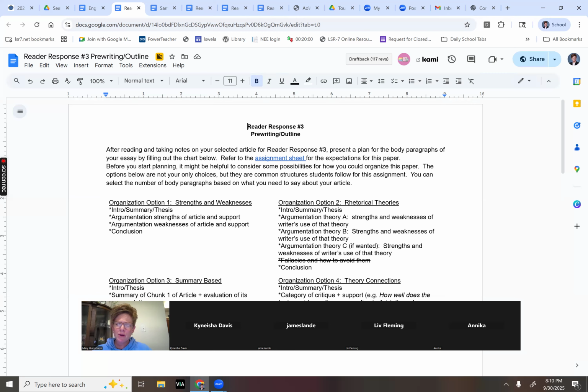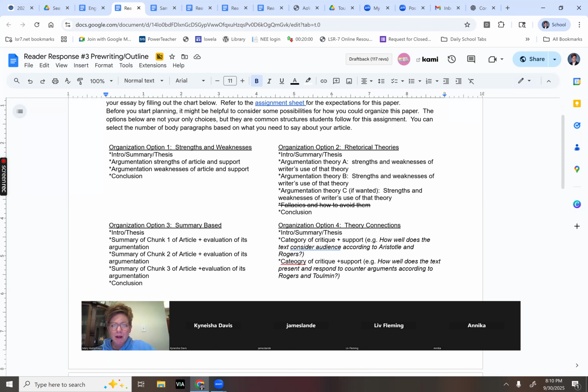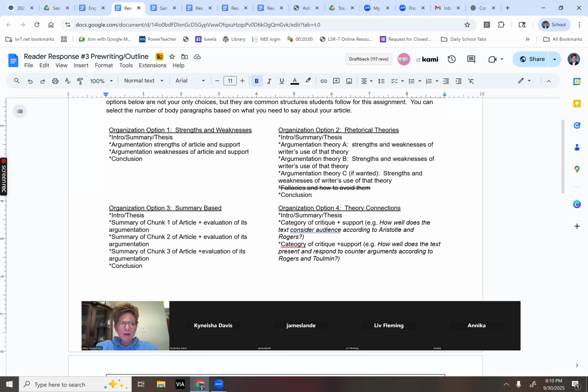But before you start planning, it might be helpful to consider some possibilities for how you could organize this paper. The options below are not your only choices, but these are the most common that we see done successfully for this particular assignment. You can select the number of body paragraphs based on what you need to say about your article. So if you need more body paragraphs, keep going. But here are some basic structures that we have seen.